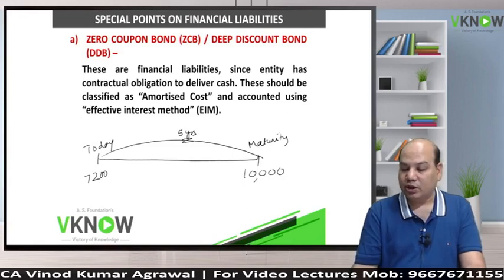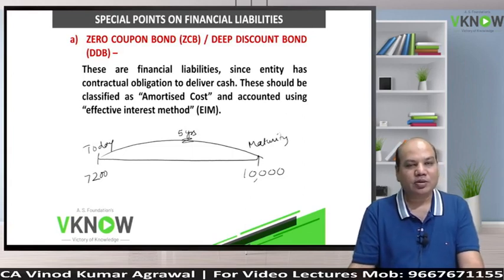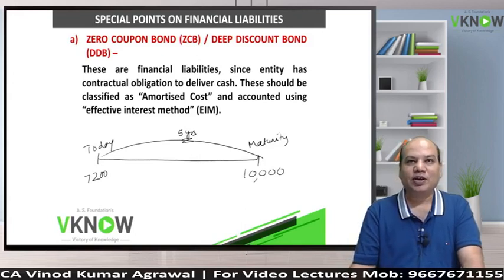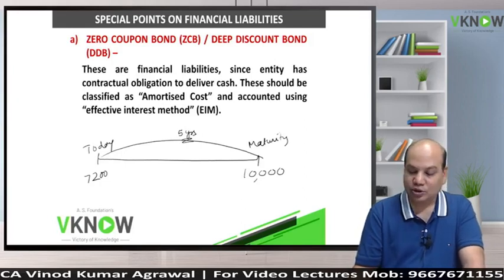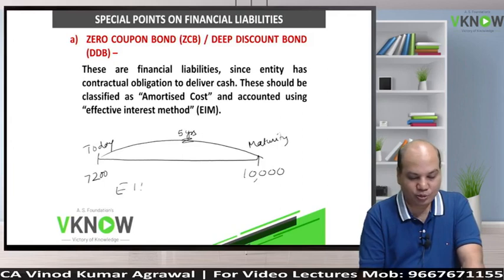So what the student will have to do here? Now this is not an FVTPL instrument. For FVTPL, it has to be a derivative. It is not a derivative. It has to be a financial guarantee or a loan contract. It is not that also. It should be a contingent consideration. It's not that also. Or it should be for accounting mismatch, assuming it is not for that also. So it has to be amortized cost. So what you will do in this case, you will have to compute the effective interest rate.